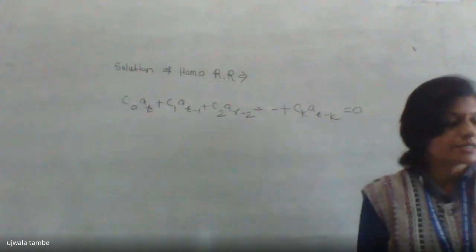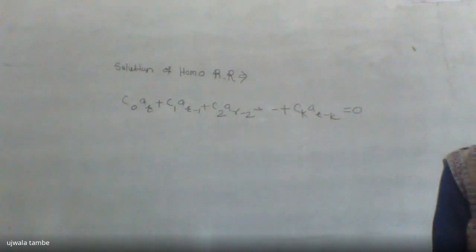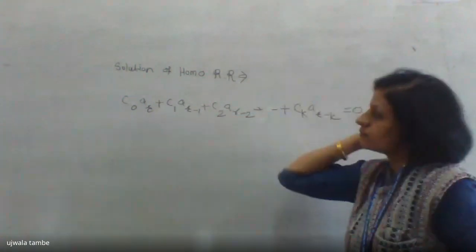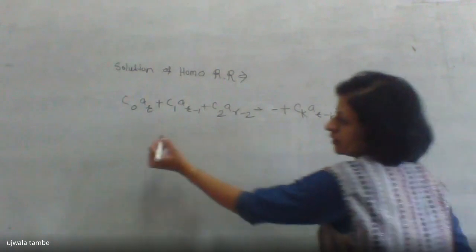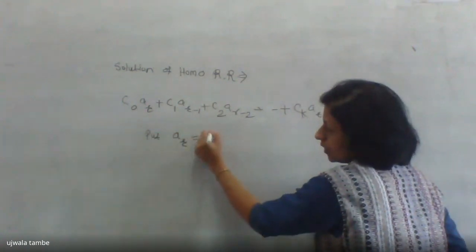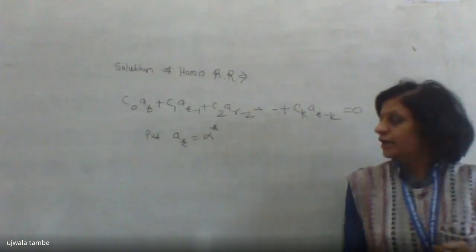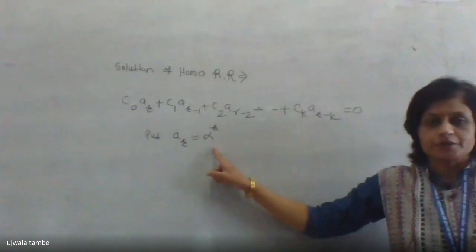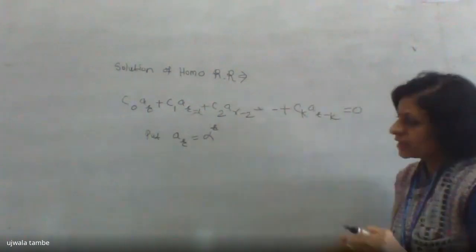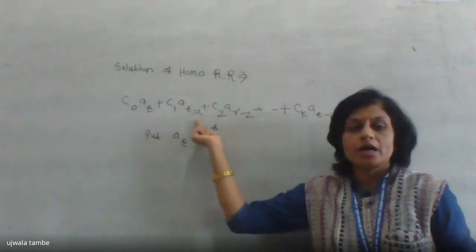To solve this equation, first find the characteristic equation of the homogeneous equation by putting a_r is equal to alpha raised to r. Here alpha is a constant. Similarly, to find a_(r-1), only replace r by r minus 1.